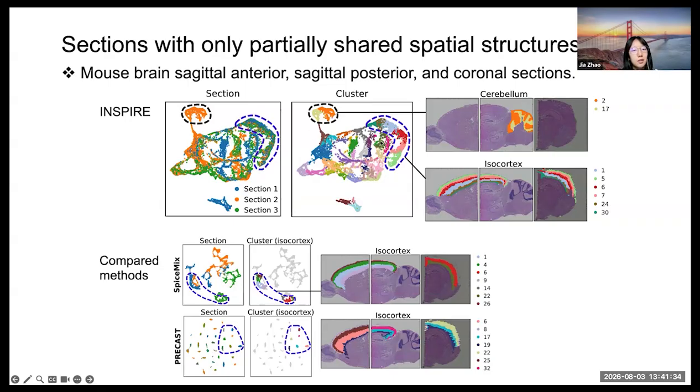Using our method, we can recover the organization very well, preserve the trajectory, and also capture the specific signals. But for other methods, if you compare SpatialMIX, it cannot integrate data very well as it's designed for one section at a time.